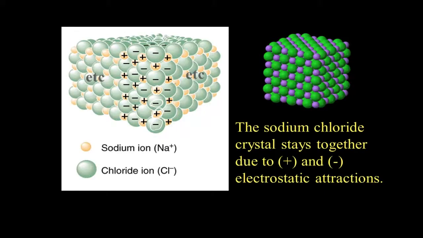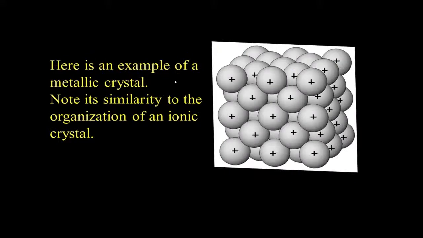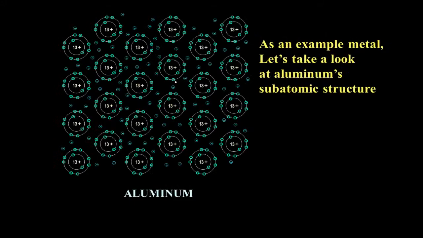Let's look at the arrangement of atoms in a metallic crystal. Very similar to the organization of an ionic crystal, however, they're all positively charged. And just looking at this illustration, you would think that the atoms would completely fly apart by repelling each other due to the positive charge. But if we take a closer look, the electron-sea model tells us how the positively charged cations in the metallic crystal can stay together. So as an example, we'll take a look at aluminum.